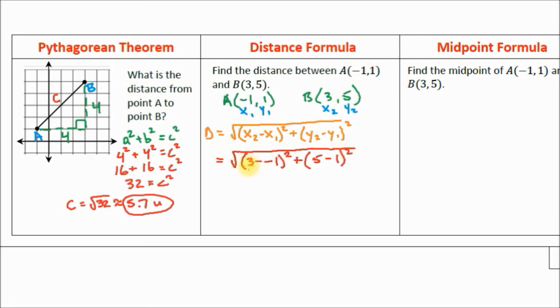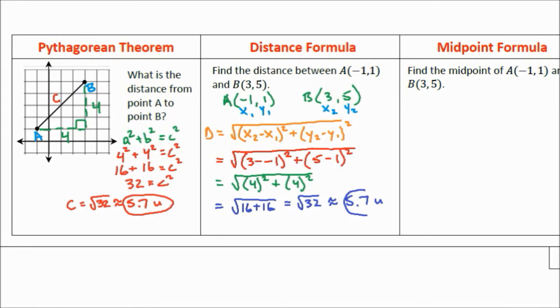We can see in this case this is 3 plus 1. 3 minus -1 is just 3 plus 1. So we're going to end up with the square root of 3 plus 1 is 4 squared, plus 5 minus 1, that's also 4 squared. We're almost there. This is equal to the square root of 16 plus 16, which is equal to the square root of 32, which is again approximately 5.7, and we don't know our unit of measure, so it's 5.7 units.